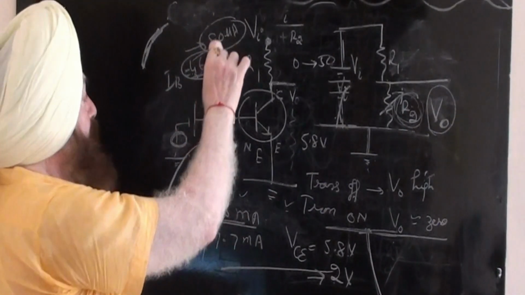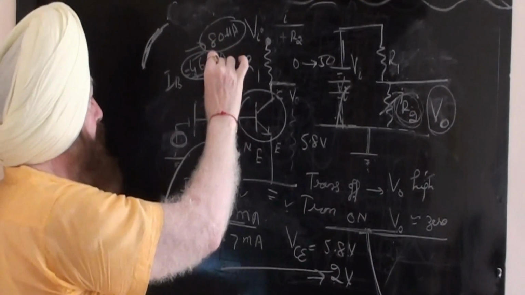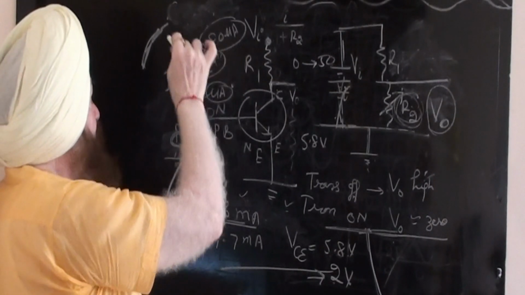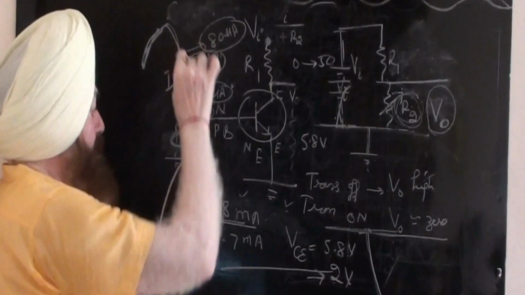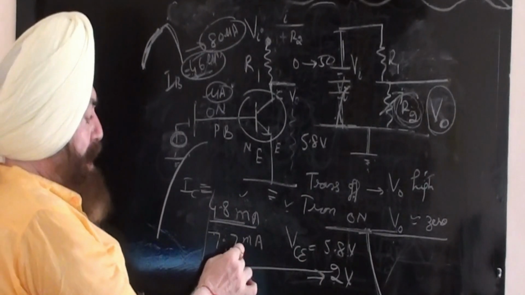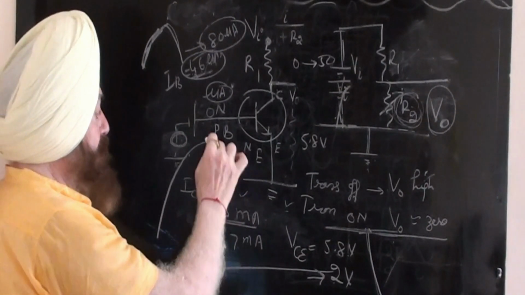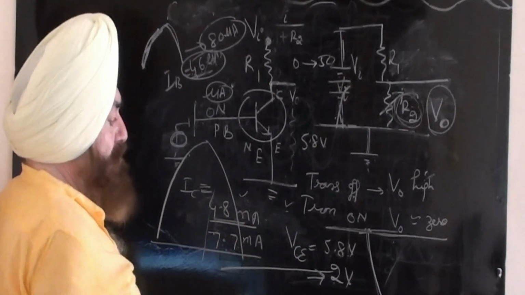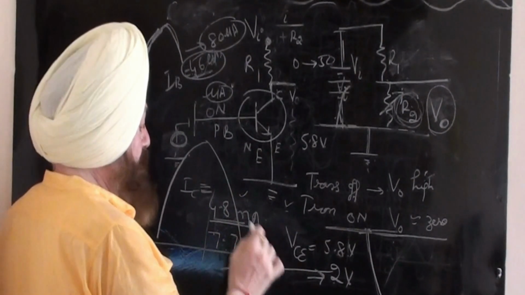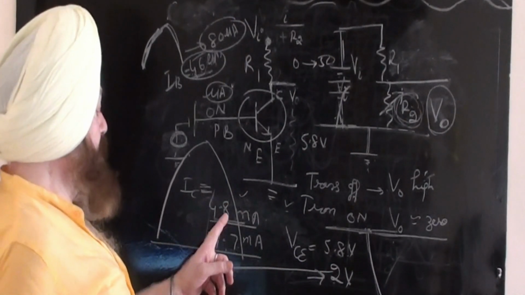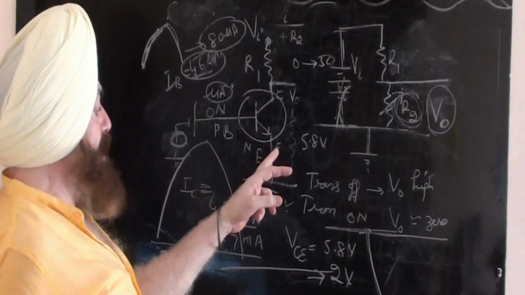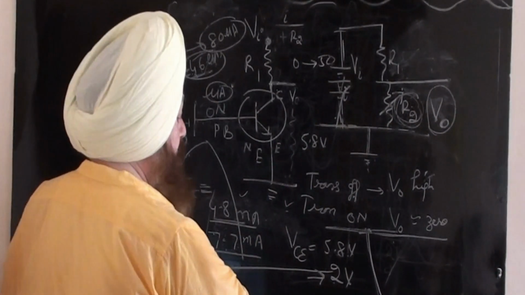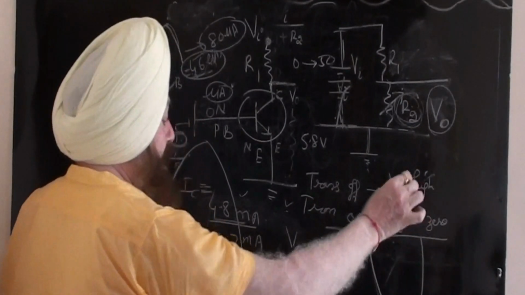Now again, the base current is changing back from 80 to 50 microampere, like this. The collector current will go from 7.7 to 4.8 milliampere, the reference level. Now again, because the collector current is decreasing, there is less conduction, which means the voltage will go high, from 2 volt to 5.8 volt.